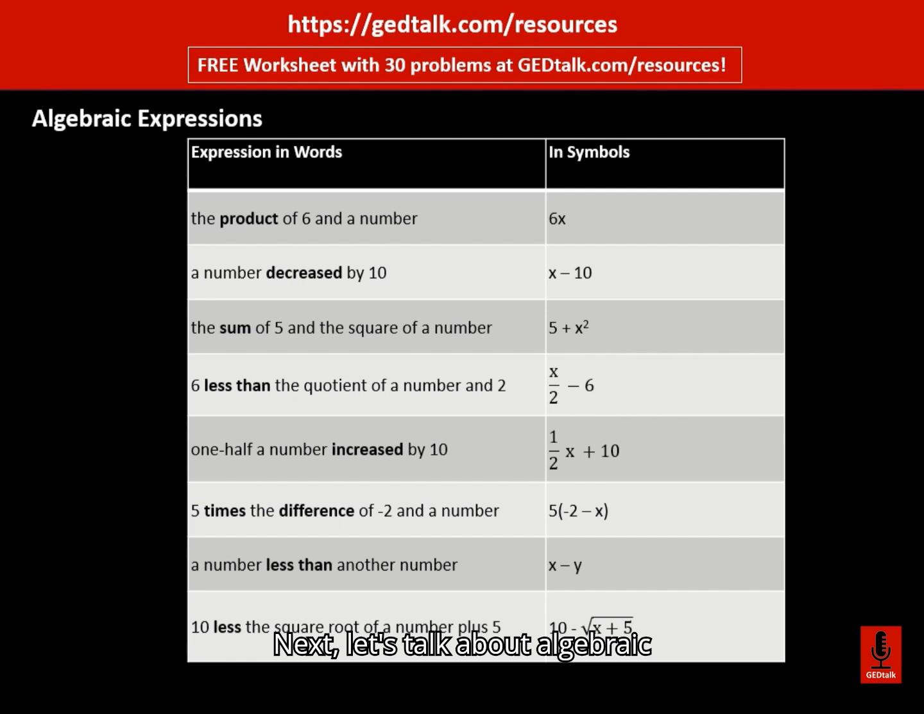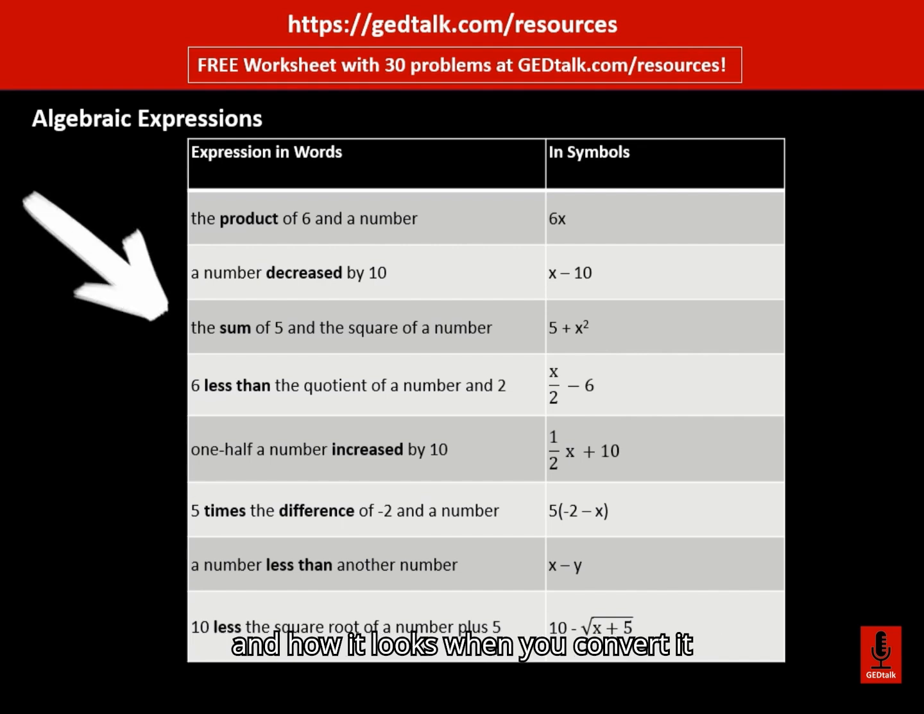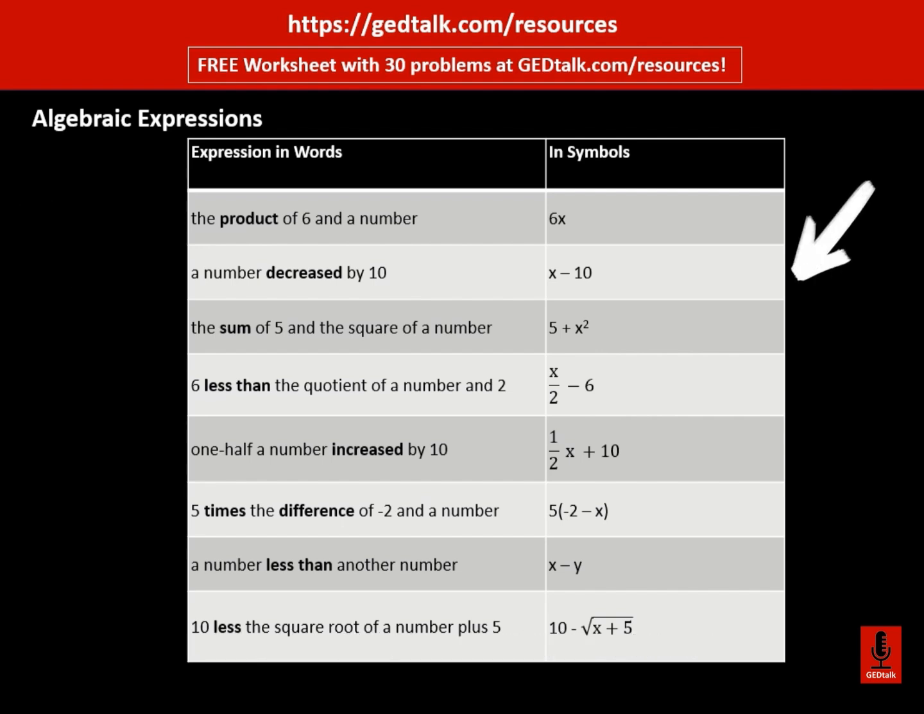Next, let's talk about algebraic expressions. And folks, you see on the screen a table, and I want you to either take a screenshot of this table, look one up on your own, you can Google it, whatever you want to do. It's important for you to understand how these expressions are described in words and how it looks when you convert it over into those symbols.